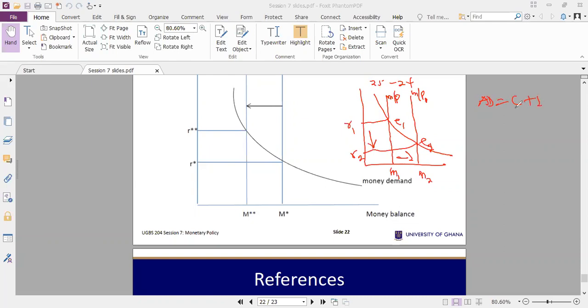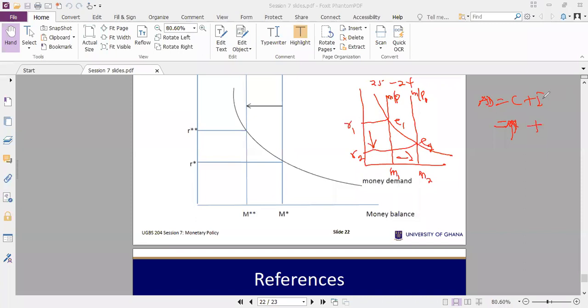So we have C plus I. Remember, interest rate is decreasing, so it will deter people from saving. So it would increase our consumption. If you are not saving, it means you are consuming.